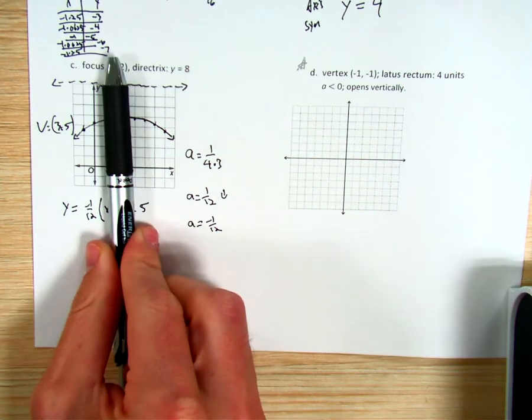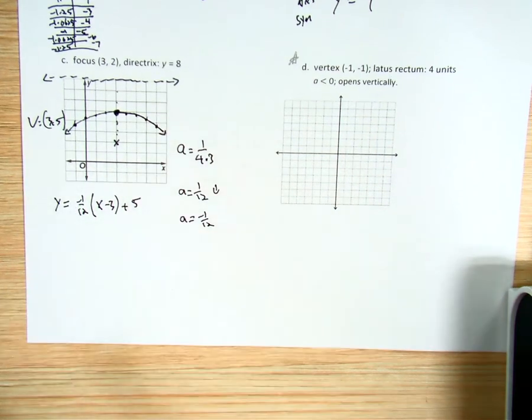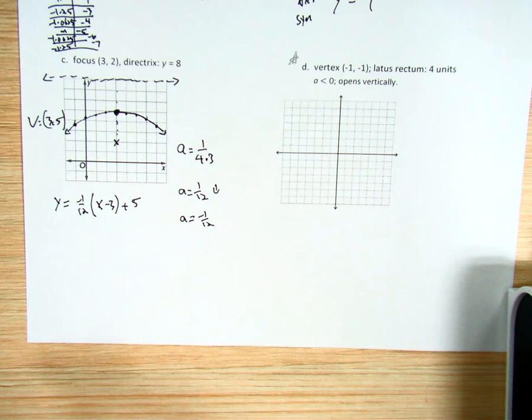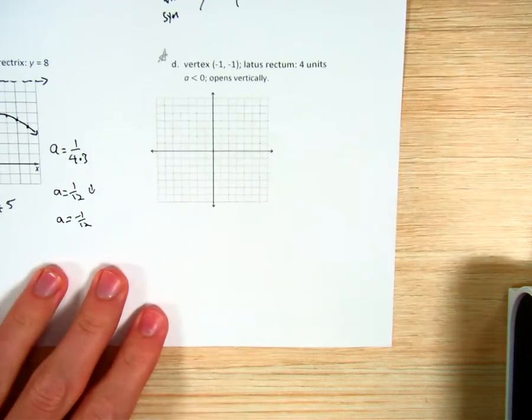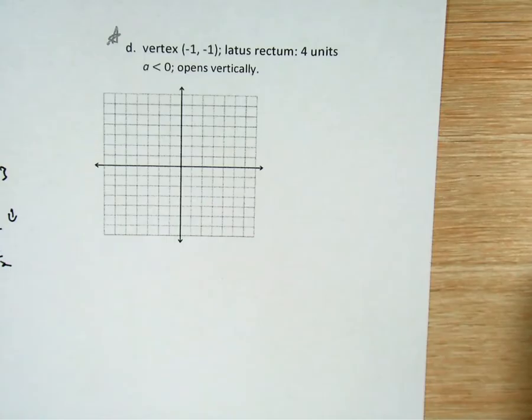Okay, so we got that one graphed. We could do our axis of symmetry if we wanted to. They gave us the focus and the directrix. We have the vertex. We have our a value. A lot of good stuff going on there, guys. One special problem over here, D. One special problem there talking about the latus rectum.